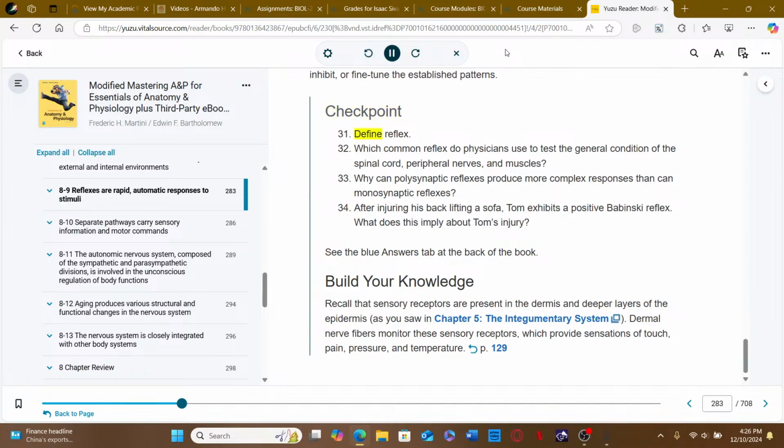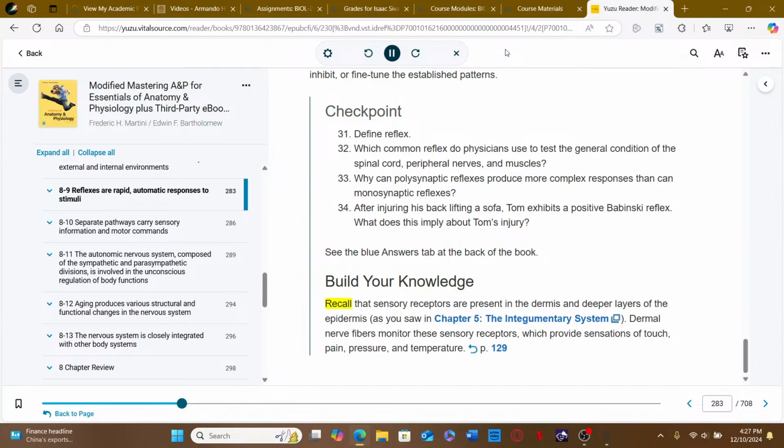Checkpoint. Define reflex. Which common reflex do physicians use to test the general condition of the spinal cord, peripheral nerves, and muscles? Why do polysynaptic reflexes produce more complex responses than monosynaptic reflexes? After injuring his back lifting a sofa, Tom exhibits a positive Babinski reflex. What does this imply about Tom's injury? See the Blue Answers tab at the back of the book.